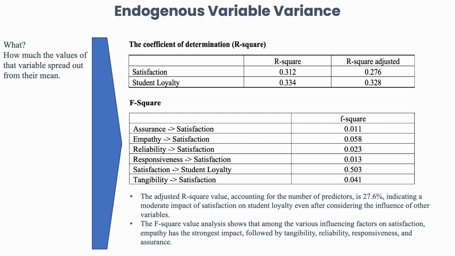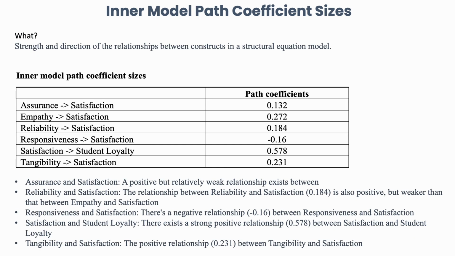Now, from the F square table, the values indicate that empathy has the strongest influence on satisfaction, followed by tangibility, reliability, responsiveness, and assurance, all with relatively weaker impact. Now, in conclusion, from these two tables, enhancing satisfaction, particularly through empathy and tangibility, can positively impact student loyalty in education institutions. Now, moving on to the next slide.